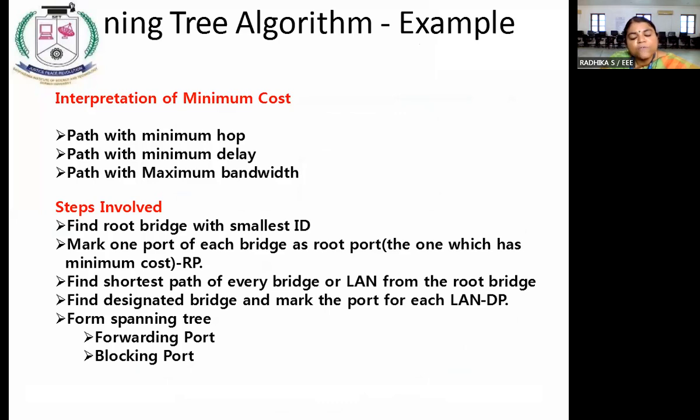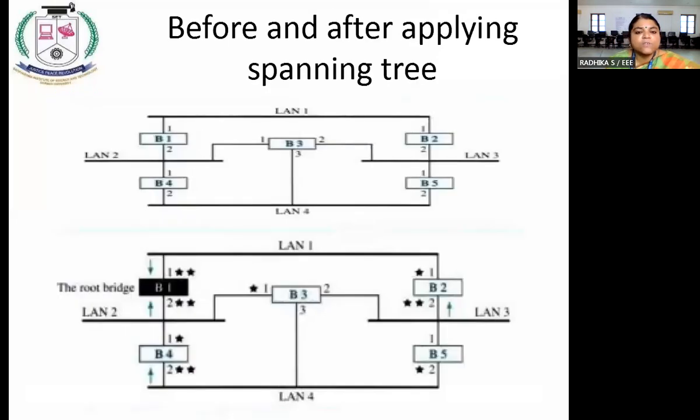So based on the cost function, among the 2 ports associated with each bridge, we mark one of the ports as the root port. Let us take this network, where we have identified the root bridge. Now we will look into the bridges one by one. For all the bridges, we have marked the numbers for each of the ports: bridge 2 has ports 1, 2, bridge 5 has 1, 2, bridge 3 has 1, 2, and bridge 4 has 1, 2.